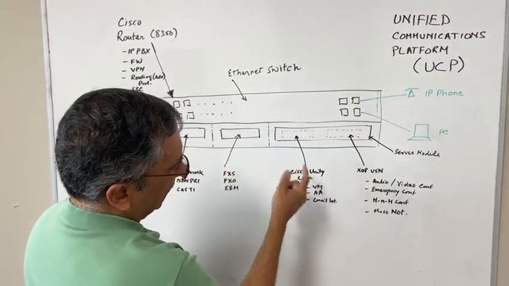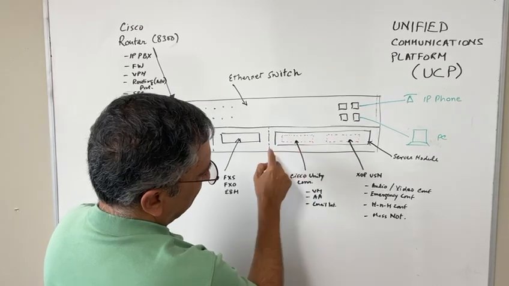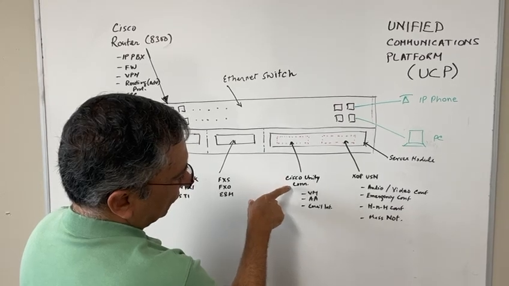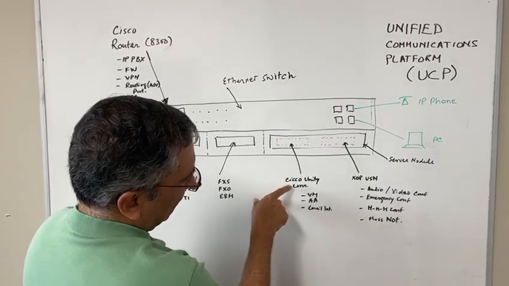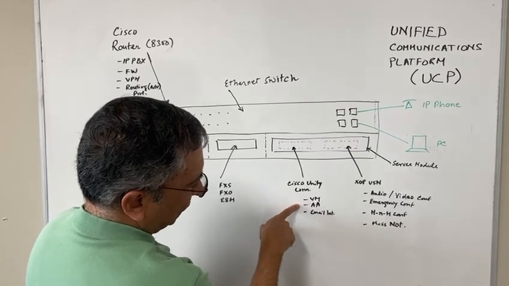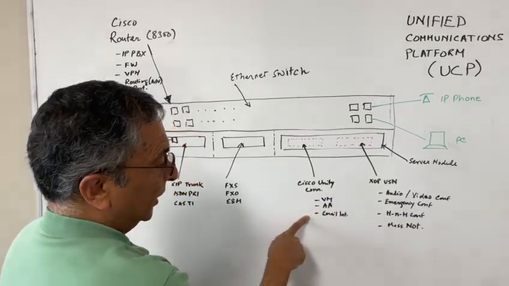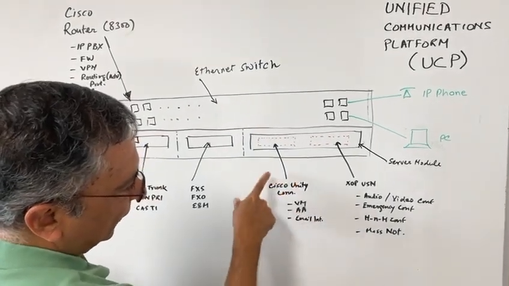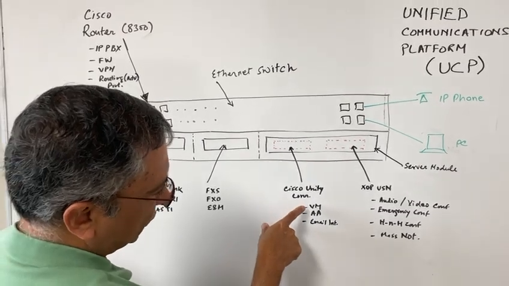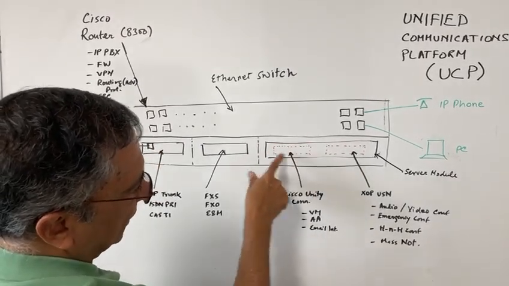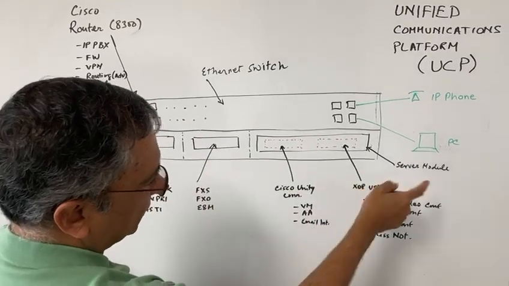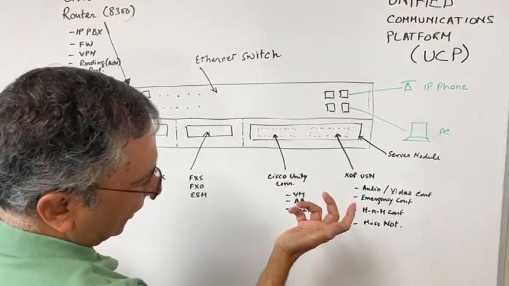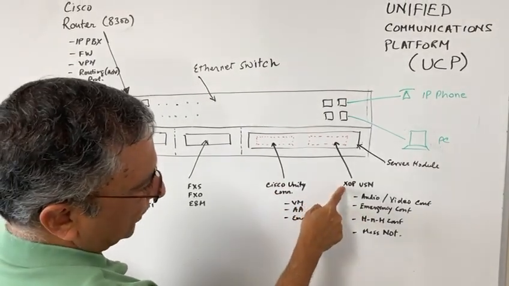Shown here, for example, are two virtual machines in the red color. On the left, we are able to install a Cisco Unity Connection system, which provides the voicemail function, the auto attendant, and also the capability to send voicemails as part of email. All of that comes from Cisco Unity Connection, and that is installed on a virtual machine on this physical server module.